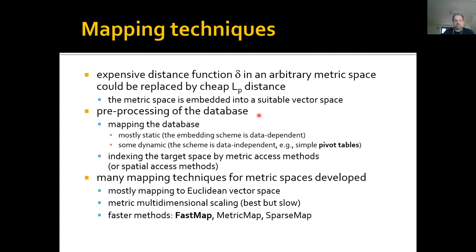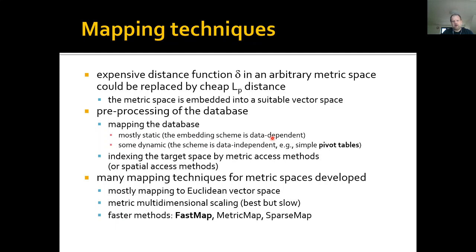But either way, we need to do some pre-processing of the database, and we can distinguish between static or dynamic mapping. In the static, we need some more information. We have data dependent: we first analyze the data and then create a data dependent embedding scheme. Embedding basically means mapping from a metric space into some Euclidean space.